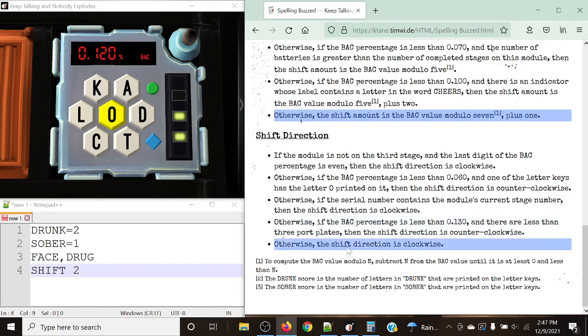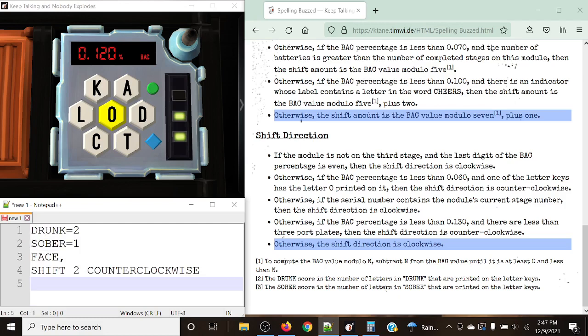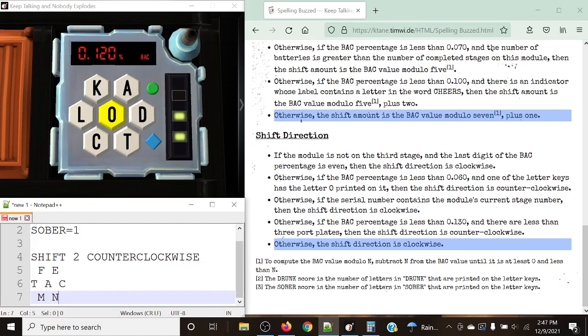Otherwise, the shift direction is clockwise. Now, we actually have had the clockwise case pop up, so we're going to be shifting clockwise. So I'm actually going to just Control Z to get us back to the one that had face in it. So let's shift counterclockwise. And this is the one that we had from beforehand. This was 2 clockwise. We submitted face and drug from beforehand.